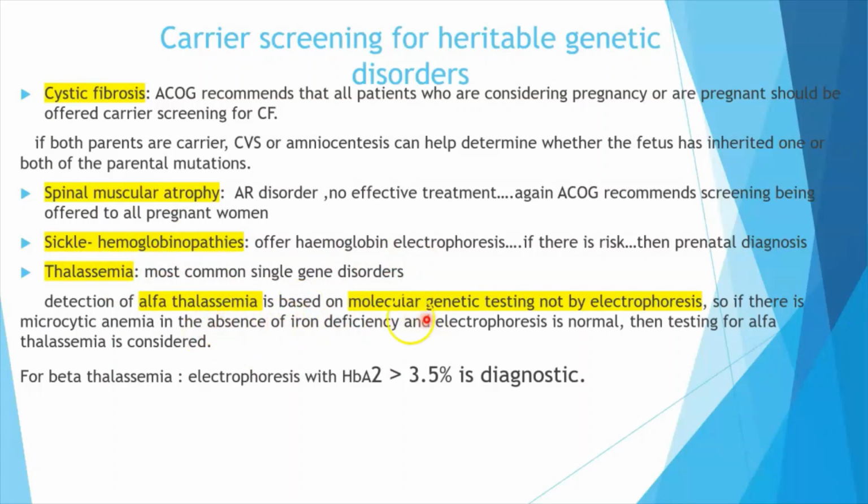Detection of alpha thalassemia is based on molecular genetic testing and not by electrophoresis. So friends, if there is microcytic anemia in the absence of iron deficiency and electrophoresis is normal, then testing for alpha thalassemia is considered. For beta thalassemia, electrophoresis with HbA2 more than 3.5 is diagnostic.